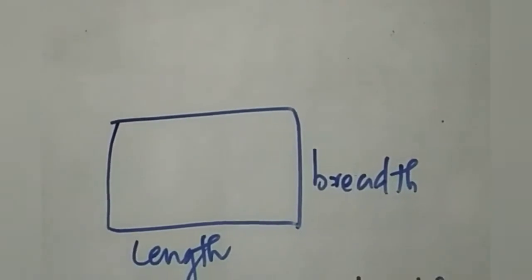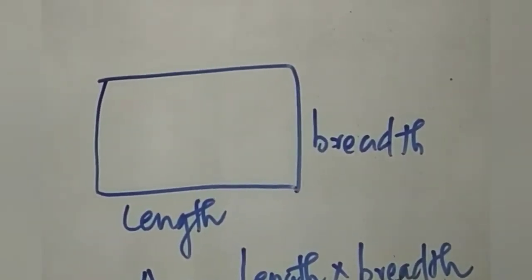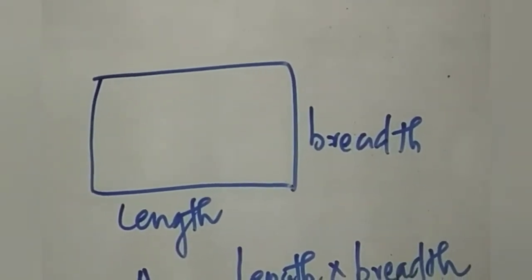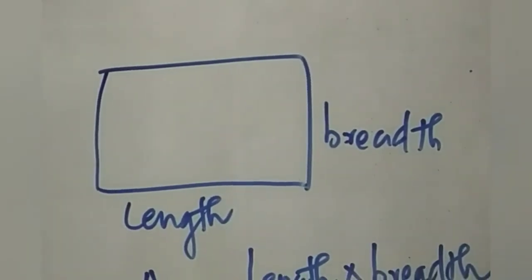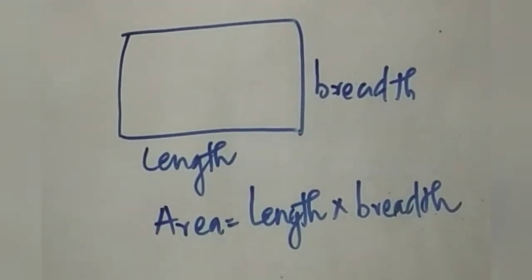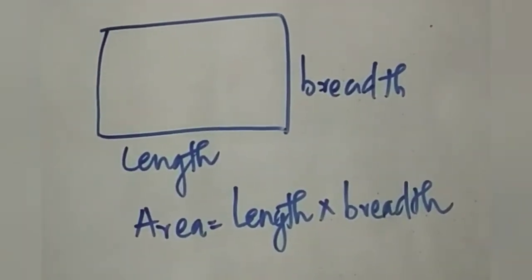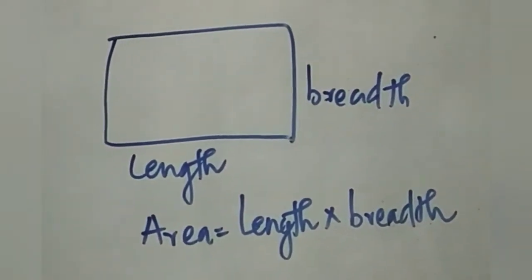Today we will be discussing some problems on area. Before that, let us recall how to find out the area of a rectangle. How do we find the area of a rectangle? If the length and breadth are given, we need to multiply its length by its breadth to find out the area of a rectangle. So, this is the formula to find out the area of a rectangle.